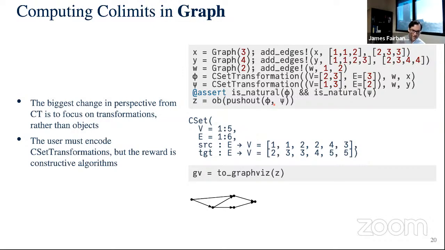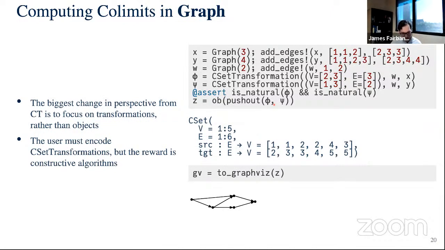One of the big changes in perspective in CT is that we focus not on objects, but on structure-preserving transformations between those objects. Kind of like group theory is not the study of groups, it's the study of group homomorphisms. And graph theory isn't the study of graphs, it's the study of graph homomorphisms. That's the CT perspective.